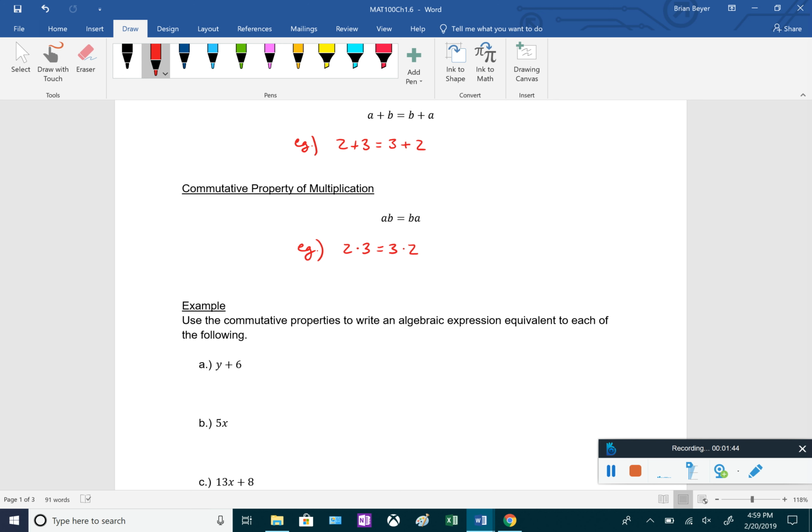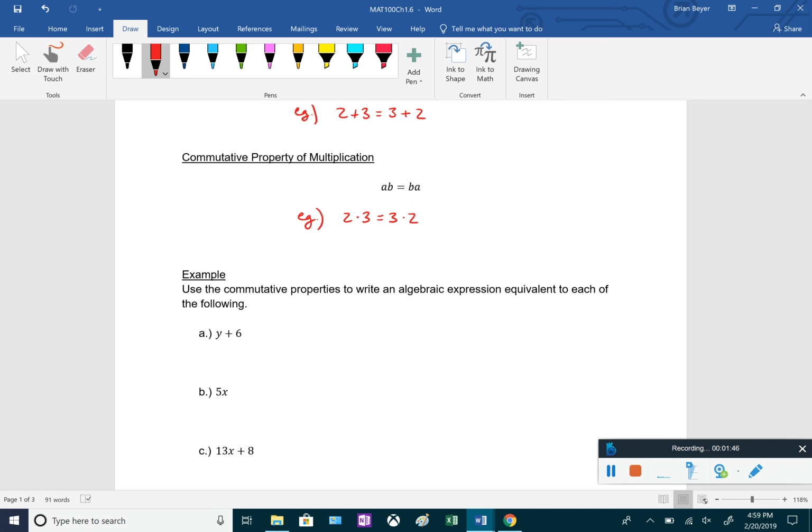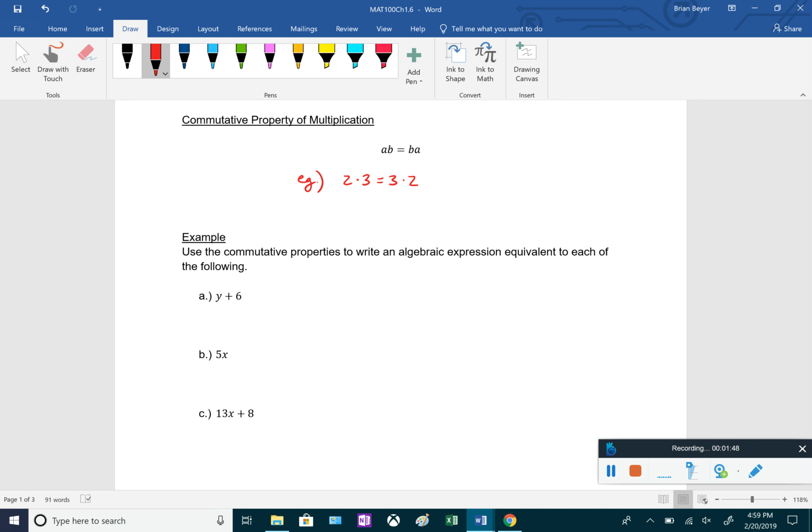Okay, so probably pretty obvious, but they are important because they don't always hold with other concepts in math, but for numbers, they will always hold.